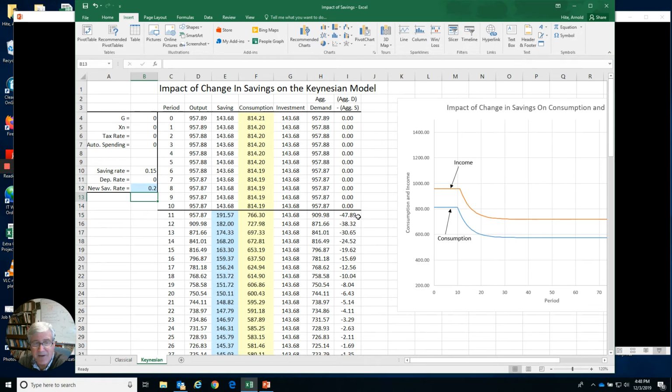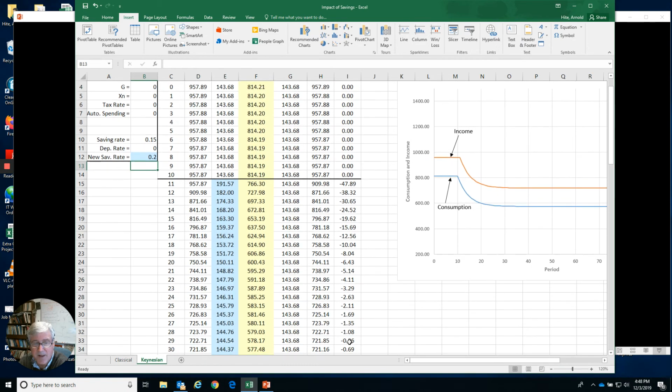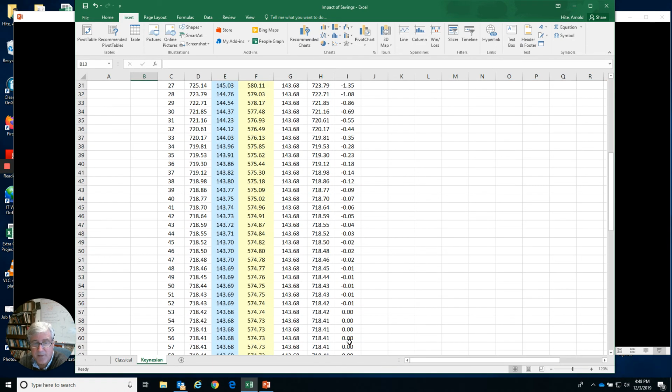So now aggregate demand is less than aggregate supply by this number, minus 47.89. So that means that production supervisors are going to lay off $47, or maybe this is hundreds of thousands of dollars, of workers. So in the next period, output is less. But of course, when output is less, there's less income, so consumption is less again. See how it's fallen? And then again, aggregate demand is less than aggregate supply, and it continues. It's closing the gap, but it continues until finally the economy falls back into equilibrium way down in here somewhere.